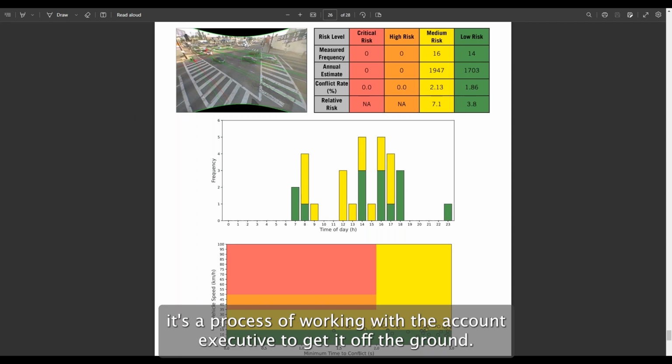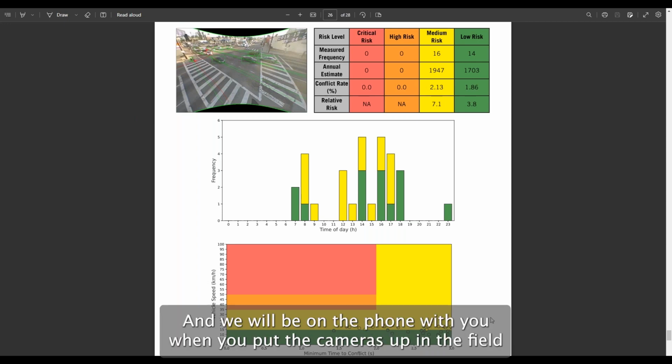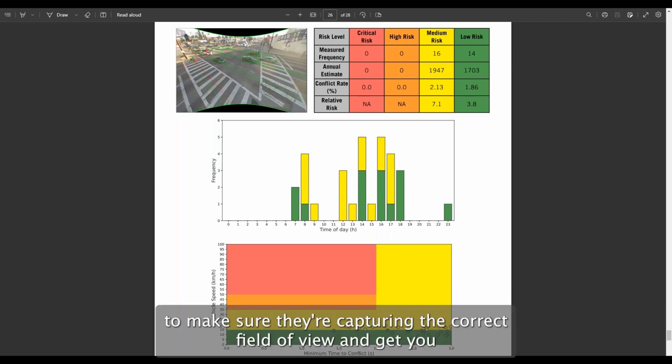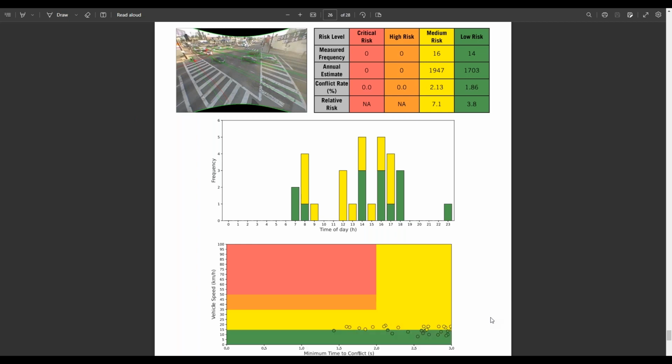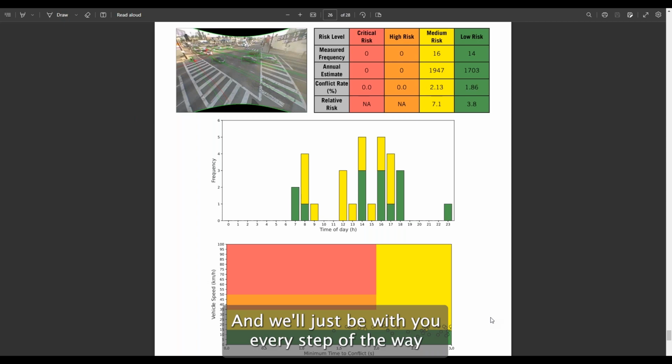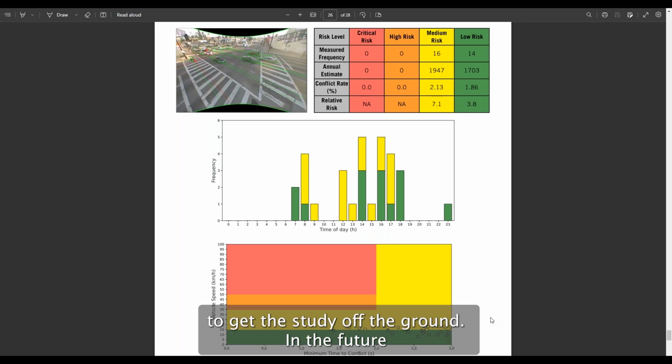Then it's a process of working with the account executive to get it off the ground, and we will be on the phone with you when you put the cameras up in the field to make sure they're capturing the correct field of view, and you text message our camera deployment team a view of it. We'll be with you every step of the way to get the study off the ground.